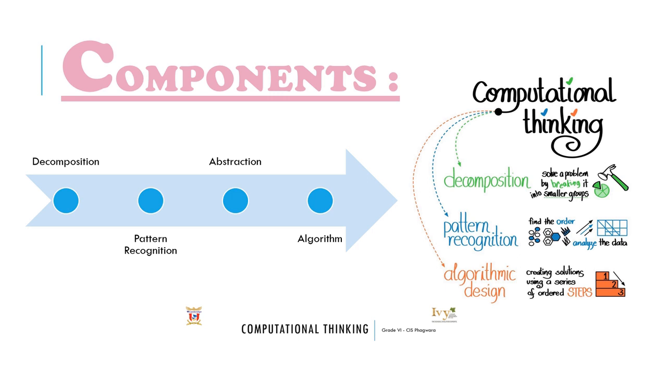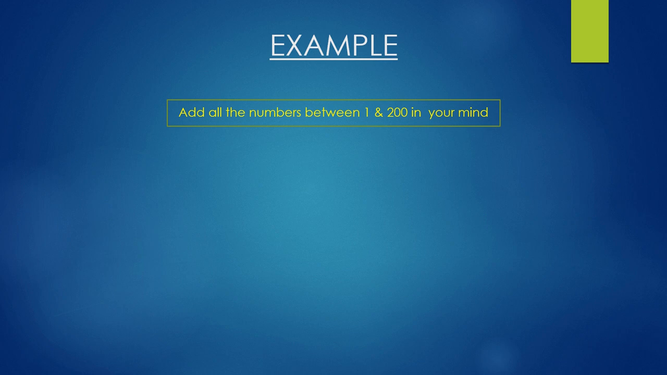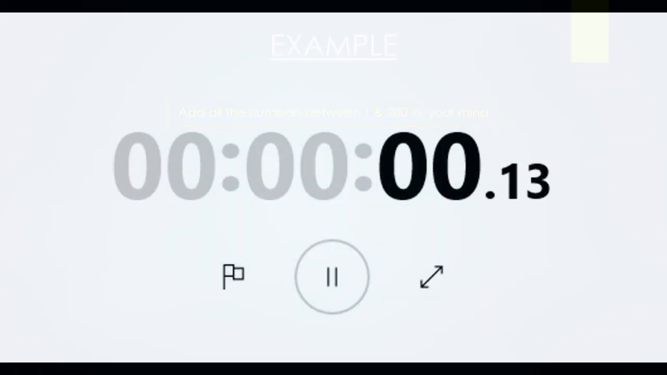So before I define these terms, let's take an example that will help you understand these concepts better. Now the problem at hand is that I want you to add all the numbers between 1 and 200 in your mind. So you can start now, and let's make this activity more interesting by giving you 30 seconds to complete this task. And your time starts now.